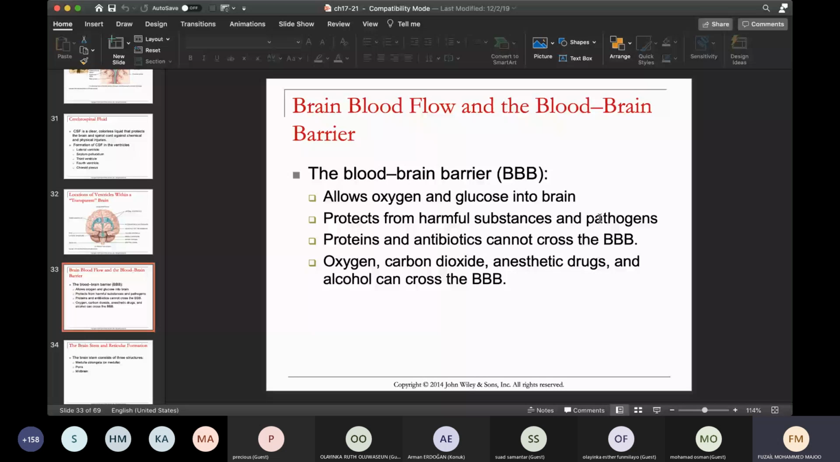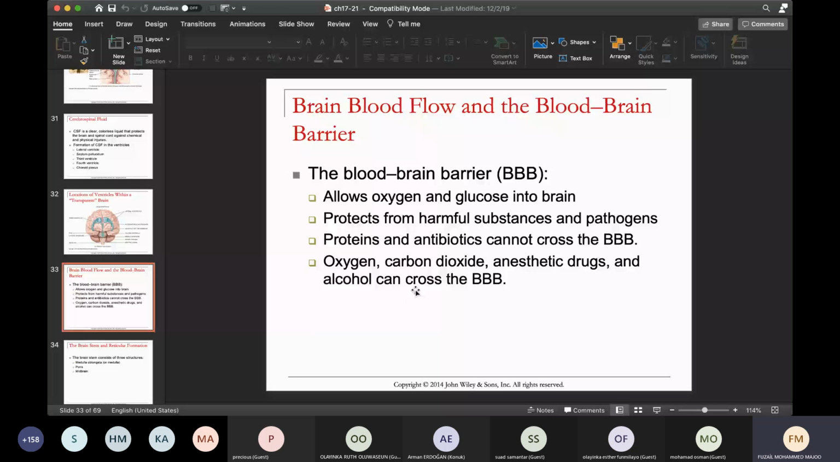Particles such as proteins and antibiotics are not able to cross the blood-brain barrier. If you remember when we were talking about the spinal tap and the introduction of antibiotics, this is one of the reasons why it is done. If there is an infection of the brain and spinal cord and you need to treat it with antibiotics, then you have to do the spinal tap in order to introduce antibiotics. Fortunately, carbon dioxide, anesthetic drugs, oxygen, and unfortunately alcohol are able to cross the blood-brain barrier.